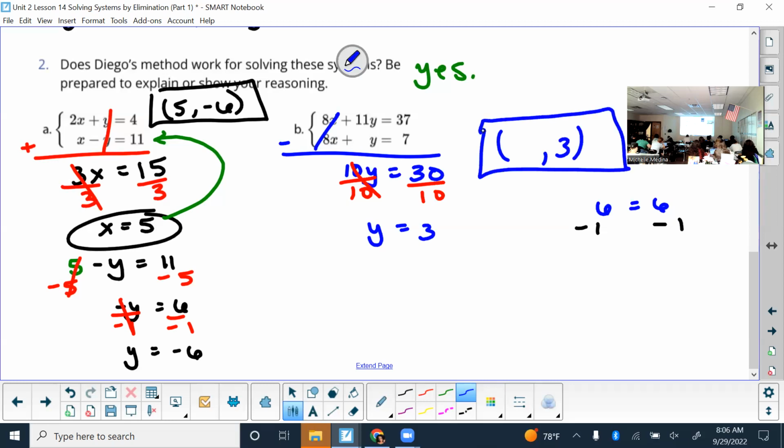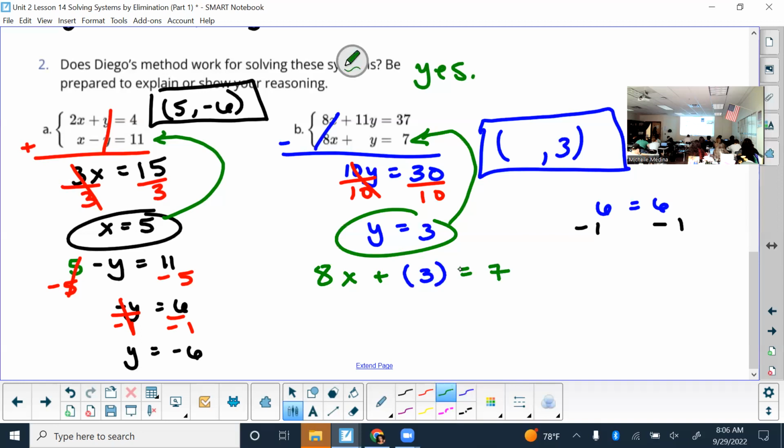I need to solve for x. Which one do you think would be easier to plug the y into second? I agree. Does it really matter? No. So we'll plug it into the second one because it looks like there's fewer things going on. So I get 8x plus 3 equals 7. And then solve for x. Would I get rid of the 8 or the 3 first? How do I make the 3 cancel? And then do that on both sides.